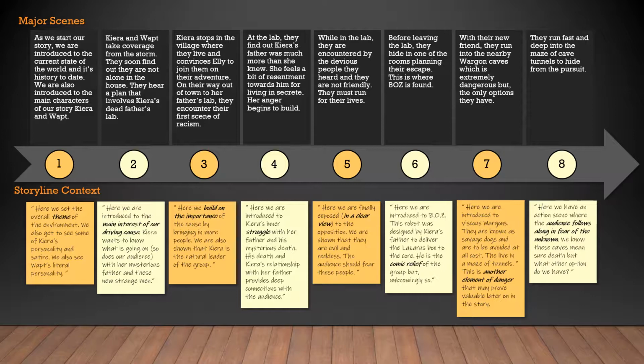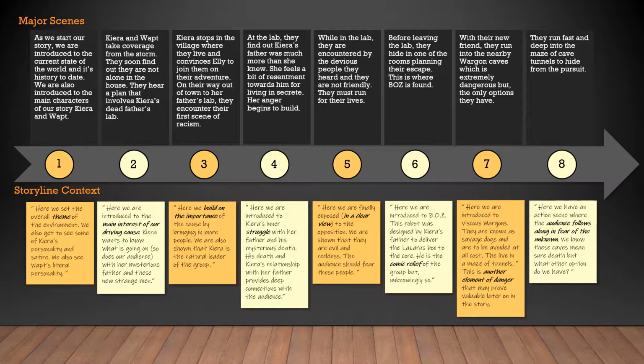In scene 4, at the lab, they find out that Kiara's father was much more than she knew. She feels a bit of resentment towards him for living in secret. Her anger begins to build. Here we are introduced to Kiara's inner struggle with her father and his mysterious death. His death and Kiara's relationship with her father provide a deep connection to the audience.